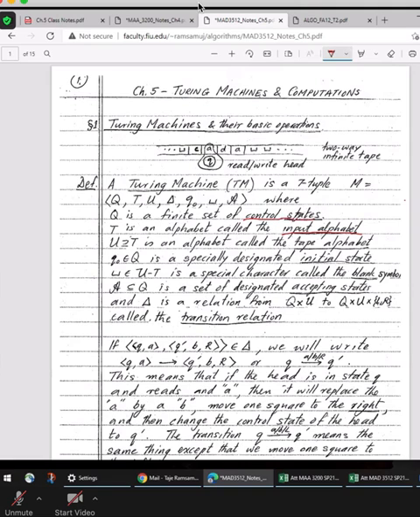Then you have the alphabet, which is called the input alphabet, right? And then you have another alphabet, which is called the tape alphabet. So you're thinking, why do you need two alphabets? You see, on your computer, you can input certain things on your keyboard, but your computer also has certain things that you cannot input, right? So you're thinking, what are those things?